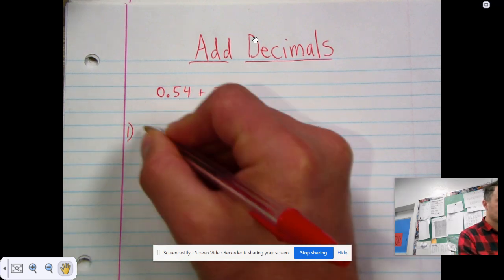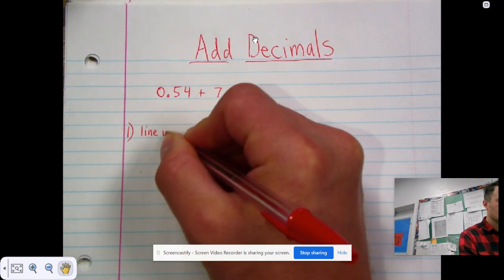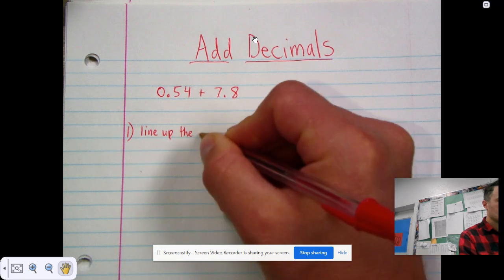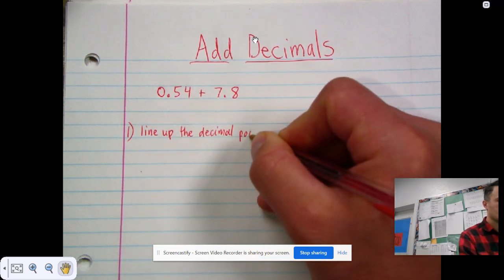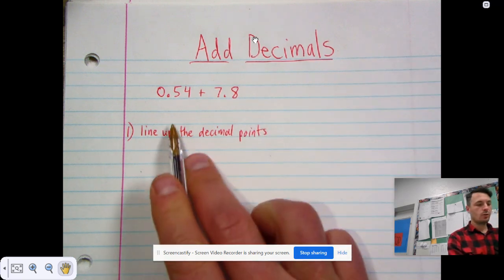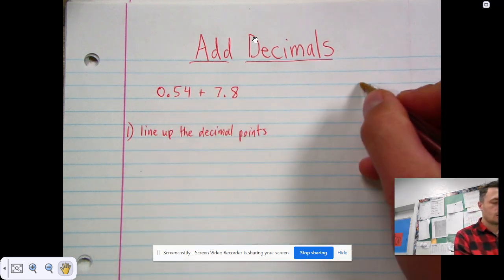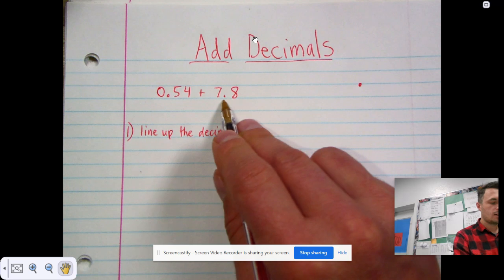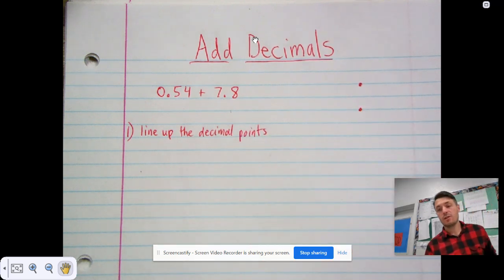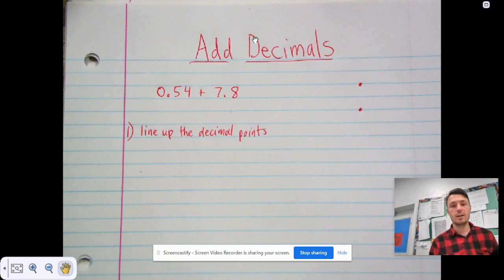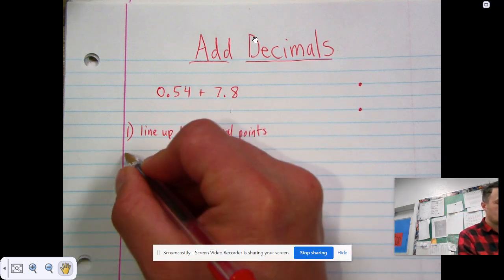Step one is line up the decimal points. So how would we do that here? We take this decimal point, put it right here. Take this decimal point, put it right here. That is very important. You have to line up the decimal points.